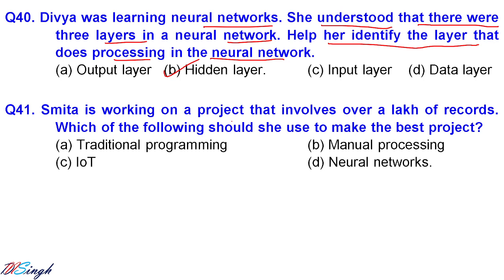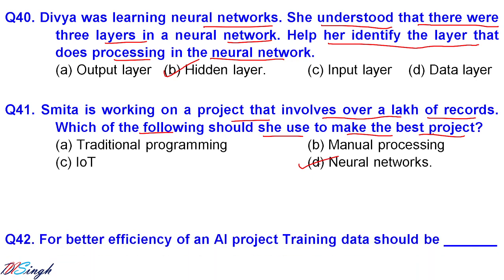Smita is working on a project that involves lakhs of records. Which of the following should be used to make the best project? If it is going to have a huge amount of data, the best technology we can use is a neural network to work on that data. So the correct answer will be D.